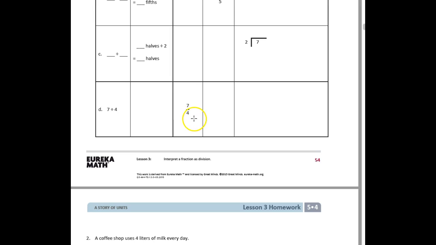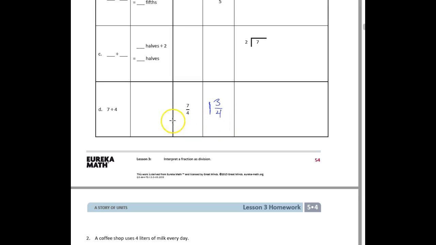If you have 7, how many 4s can you get out of that? Well, only one of them. Because if you have 2 4s, you're at 8, right? And what's the difference between 4 and 7? Count up. 4, 5, 6, 7, 3. What's our denominator? It's still a 4. So we have here 1 and 3 fourths.